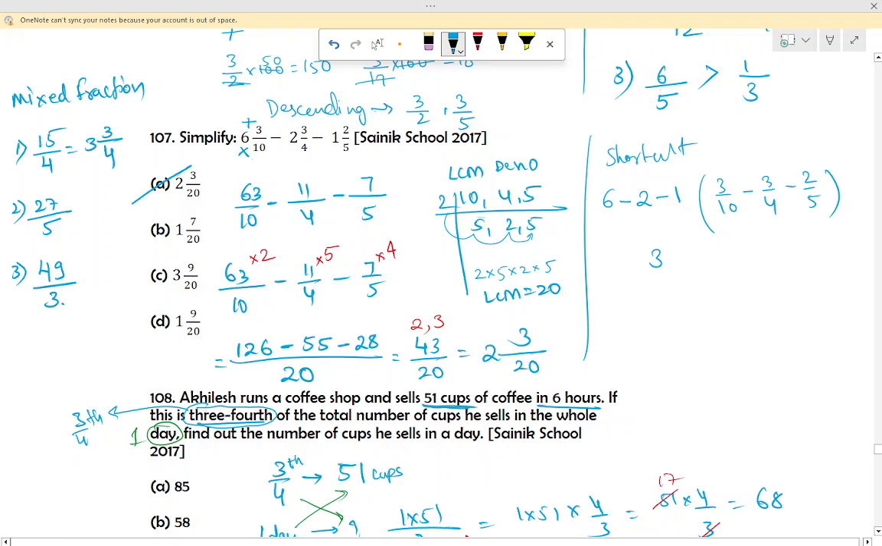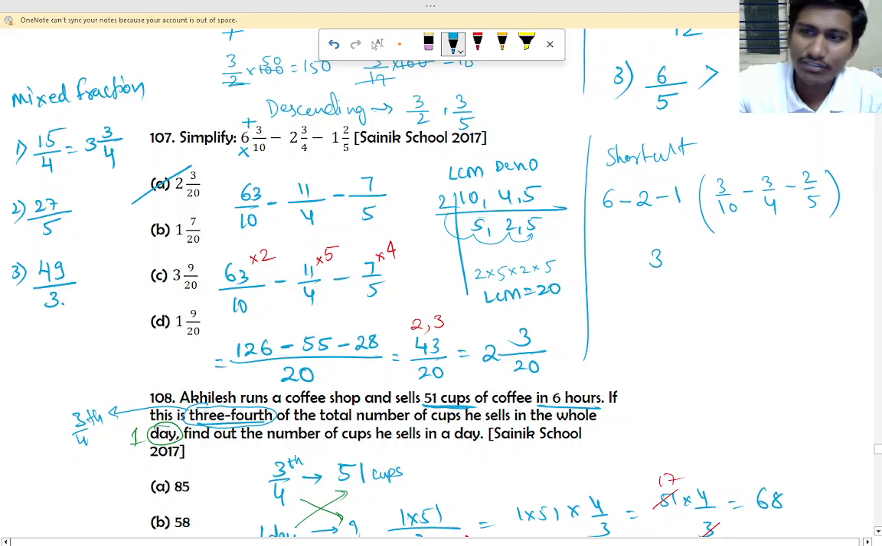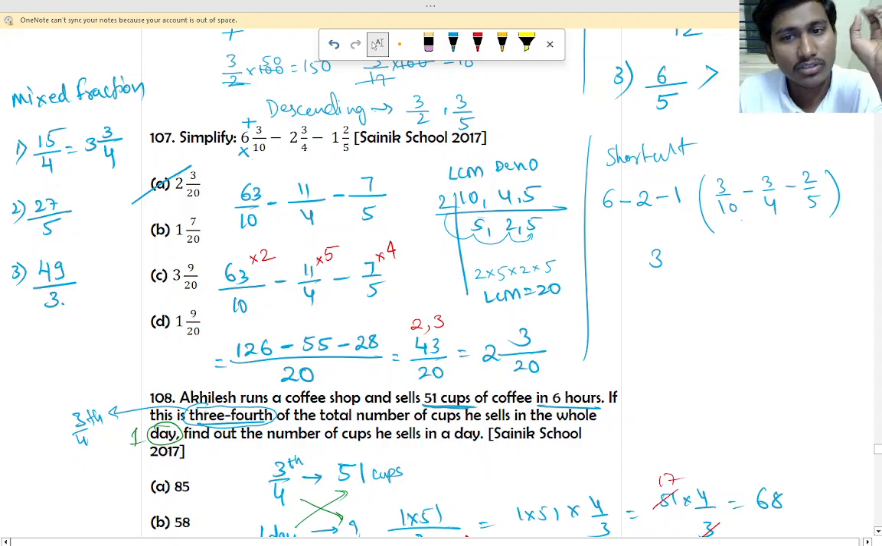Here, for subtraction and addition, what we do is take the LCM, because we have to make the denominator the same, or we cannot subtract directly. So we have to make the denominator the same. 10, 4, 5, so what is the LCM here? All will come in the 2 table. When you divide by 2, 2 fives are 10, 2 twos are 4, 2 twos are 4, and 5 will not come in the 2 table, so you directly write it the same.